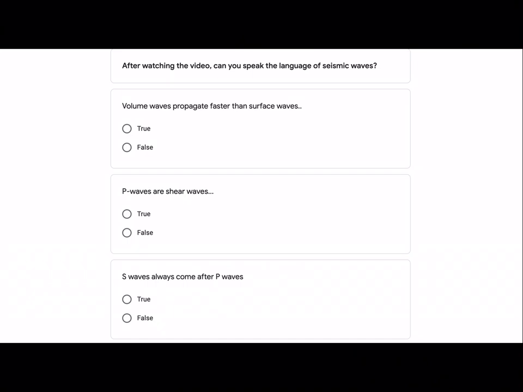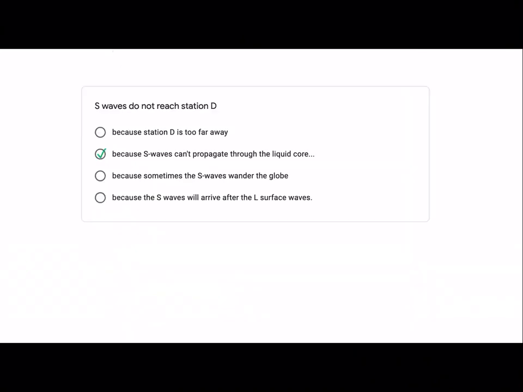Okay, so let's look at the answer to the question of the quiz. So body waves travel faster than surface waves. P waves are compressional waves, so they are not shear waves. S waves always arrive after P waves. And in this little video you could also see that no S waves were reaching station D.